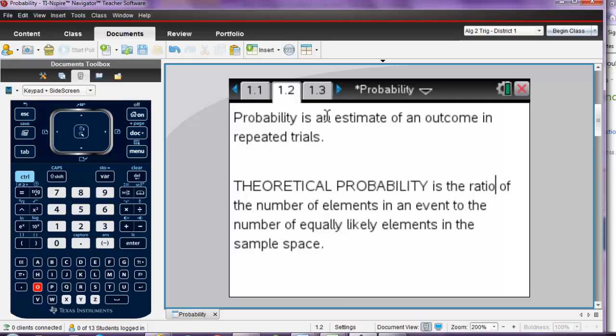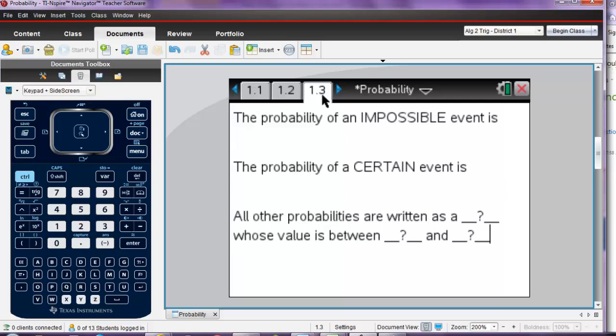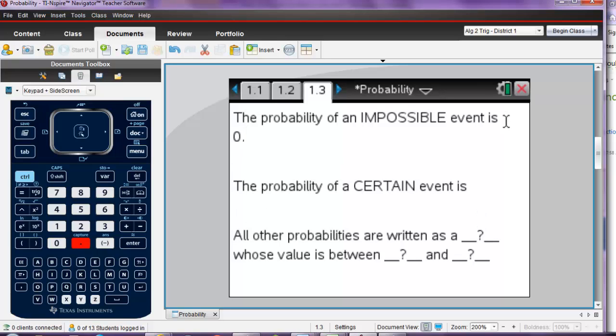Okay, so on page 1-3, the probability of an impossible event is 0. If something can't happen, its probability is 0. The probability of a certain event, the probability that you're certain something's going to happen, the probability that I'm going to have Algebra 2 trig class on any Monday, Tuesday, Wednesday, Thursday, or Friday during the regular school year. Certain you're going to have class, the probability is 1. Or you're certain the sun's going to come up today, probability is 1.